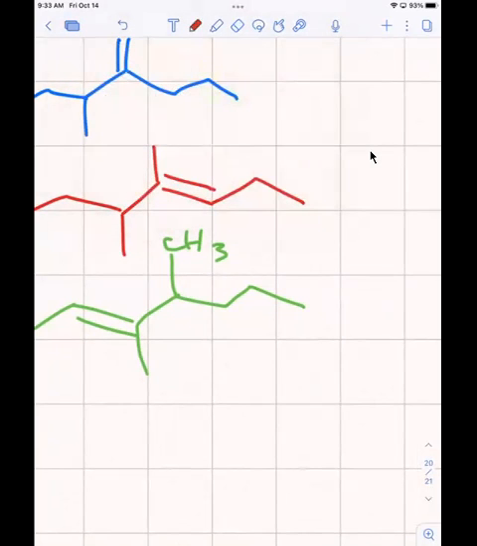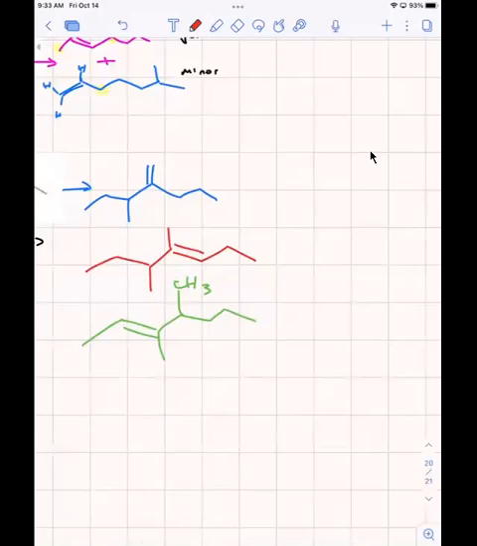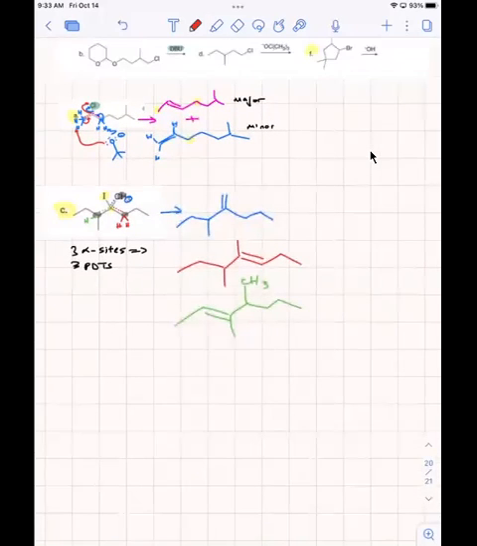All right, any questions about it? Anybody not see what I just did? I didn't go through the arrows. We've been through the mechanism enough that you should be able to handle that part and put the arrows in. But are there any questions about the products?